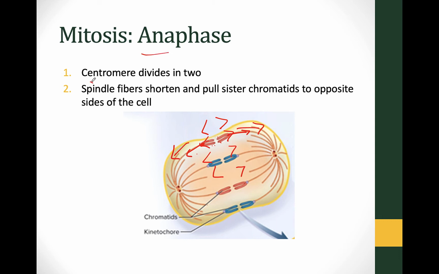This is where the centromeres divide. So we actually physically cut each chromosome down the center. And then the spindle fibers shorten, and they're going to pull the chromatids to the opposite sides. And you can see that the entire cell is kind of longer than it was. It's starting to get wider.